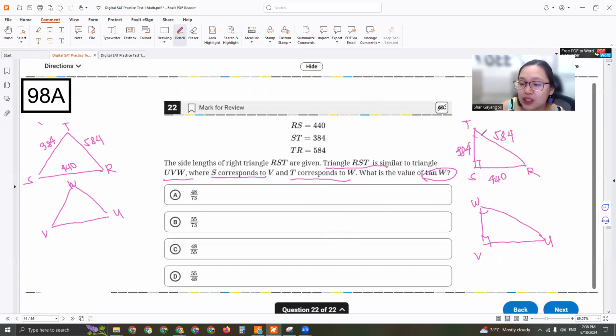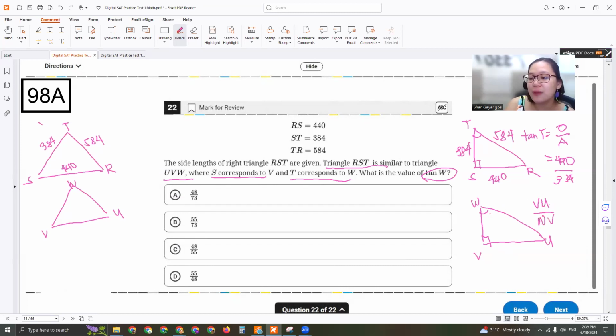This should be related to tangent T, correct? And what is tangent? Tangent is opposite over adjacent, right? So that's equal to 440 over 584, right? And then tangent W, 440 over 384. I'm sorry, adjacent. Okay, 384. So opposite over adjacent. So do the same for your tangent W, that's VU over WV.